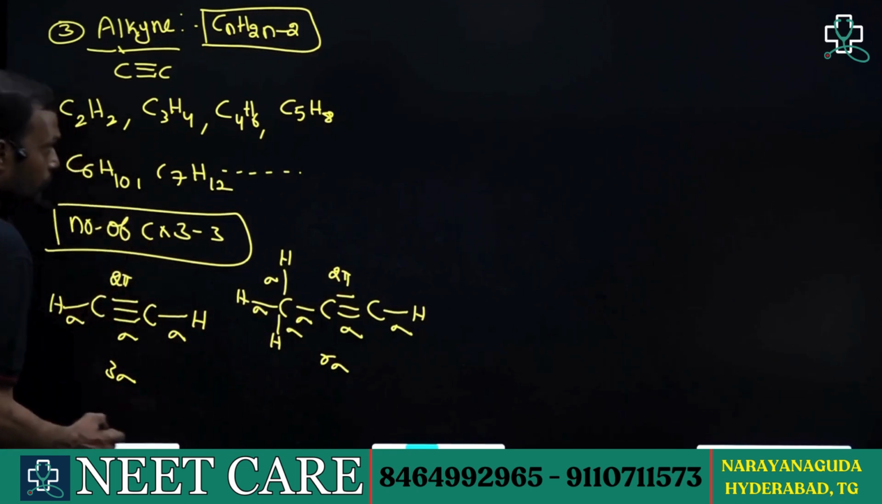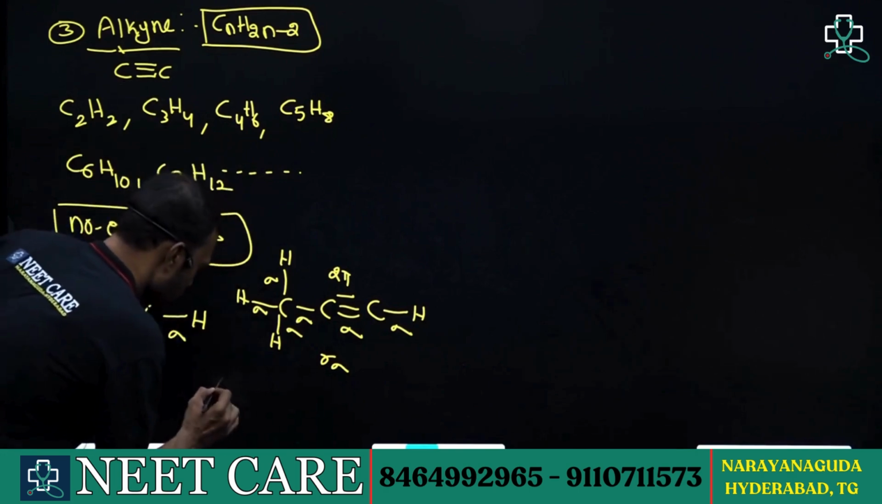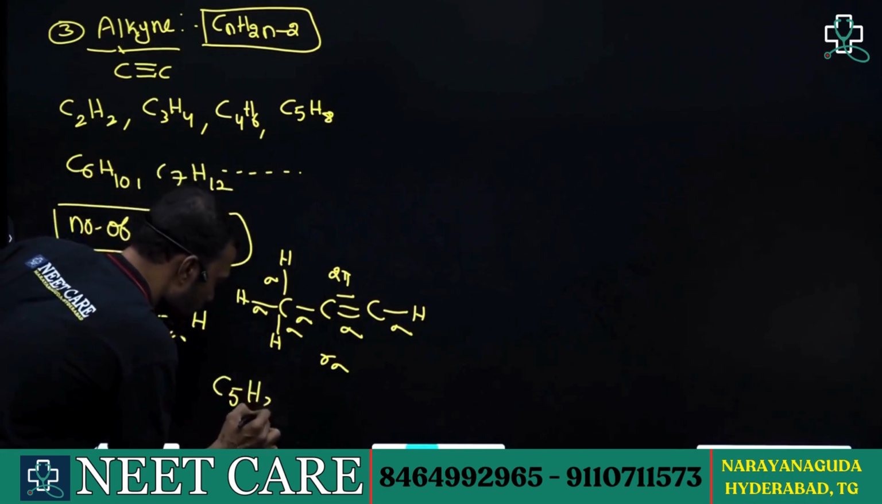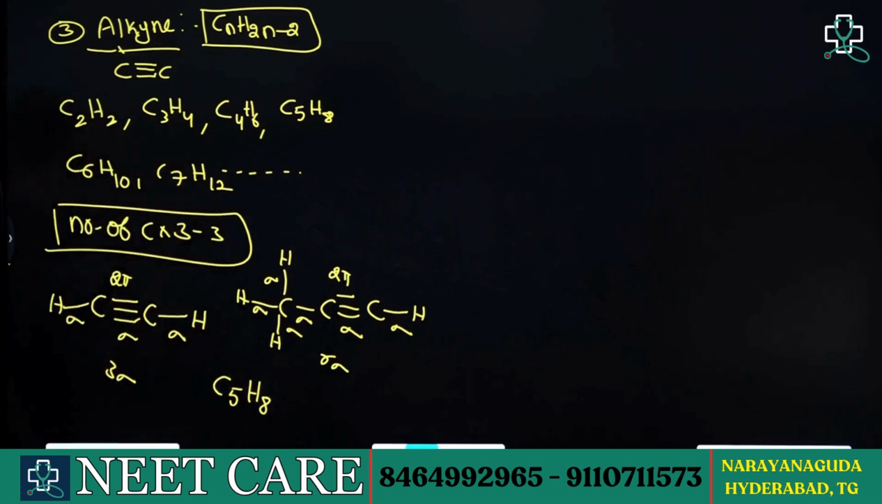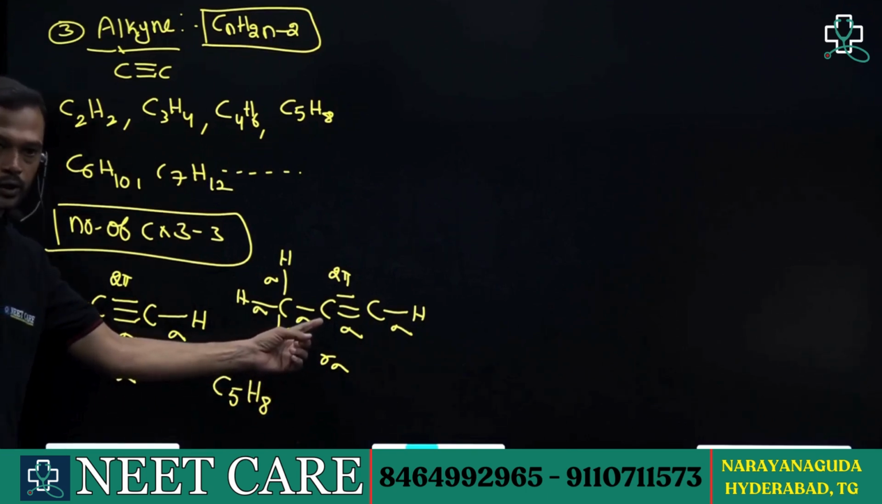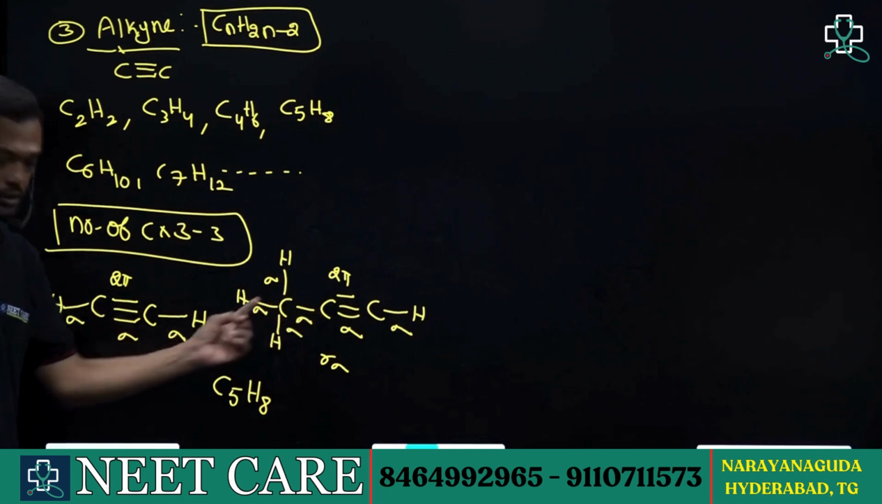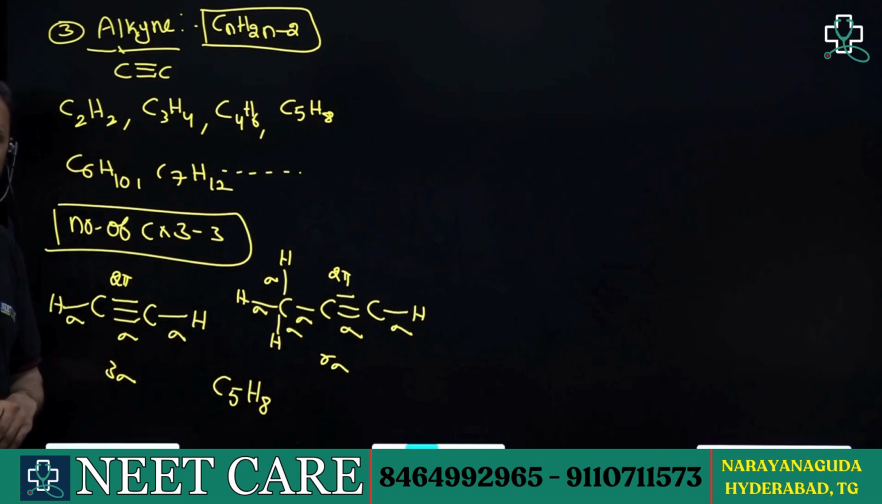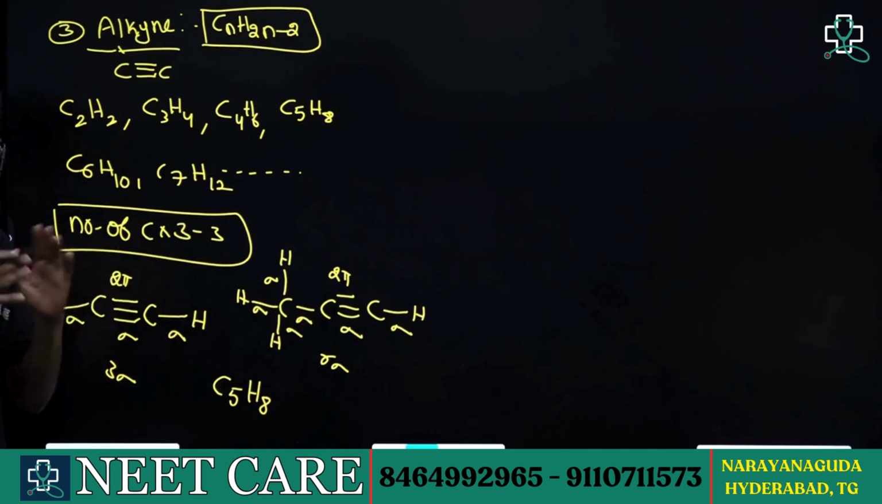Suppose one example I will give, just say the answer. Suppose I am giving C5H8, how many sigma bonds are present in this alkyne? If I give it like this you can identify, but in your examination they won't give it like this, they will give C5H8. How can you confirm that it is a triple bond? First you need to confirm a triple bond or not.